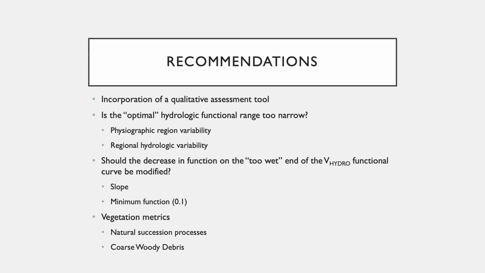There's also regional hydrologic variability that, with such a narrow range, can be somewhat problematic. Again, as we illustrated in our example, we were all around the optimal range, sometimes too dry, sometimes too wet. And so it's hard to get a good picture of the hydrologic function just because of annual variability and site variability that occurs naturally.